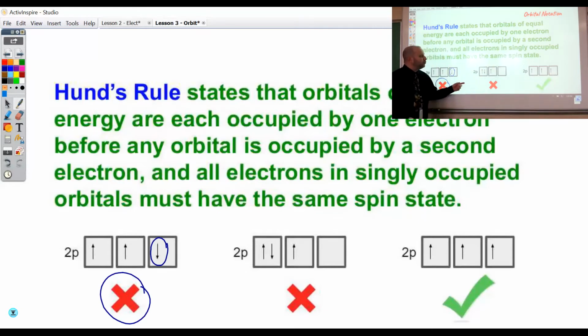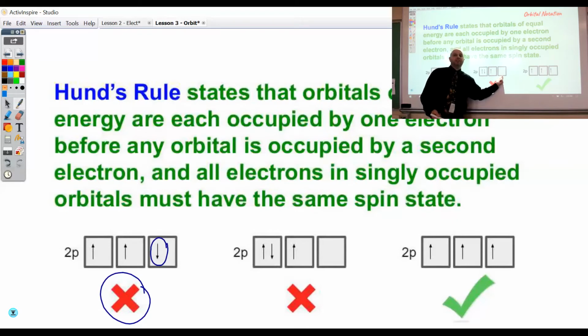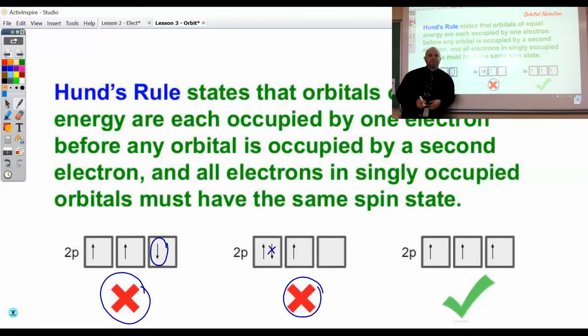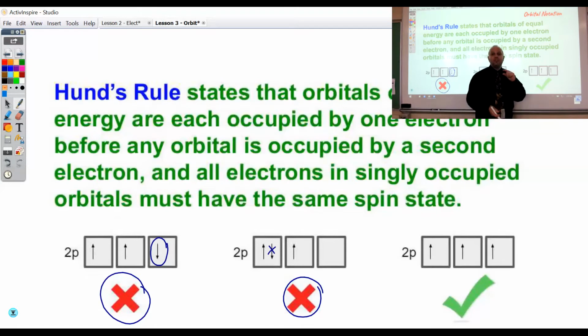The second example is wrong because of the first part of the rule. This orbital has 2 electrons, but this one has none. That's like you taking seconds at Thanksgiving on those mashed potatoes before someone at the table had their chance to get the first scoop. So again, this model is wrong because of this electron. The last example obeys both parts of this rule. All of the electrons are pointing in the same direction, and each orbital has received 1, and none, in this case, have received 2 yet.